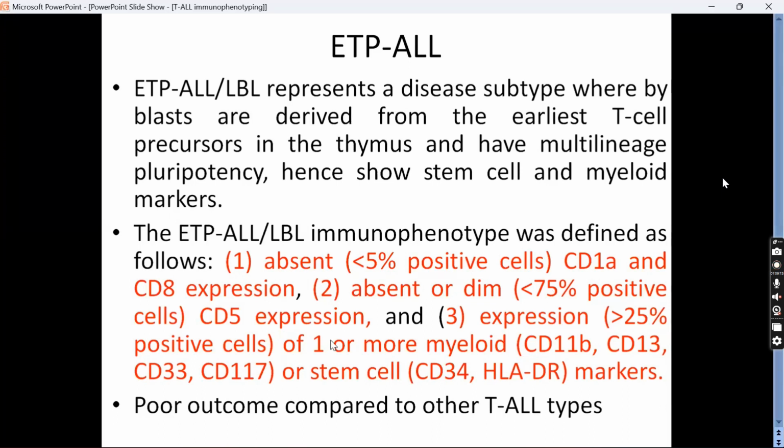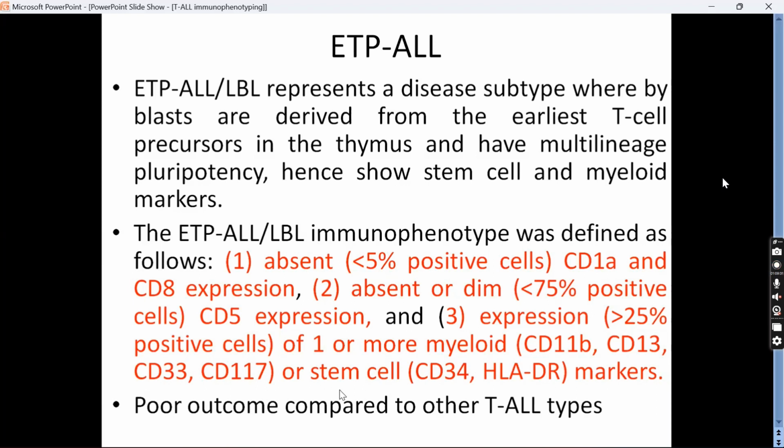Third, it should show one or more myeloid markers or stem cell marker. It should either show a myeloid marker or a stem cell marker. So when a T-ALL blast is satisfying these three criteria, then you can label them as ATP-ALL.